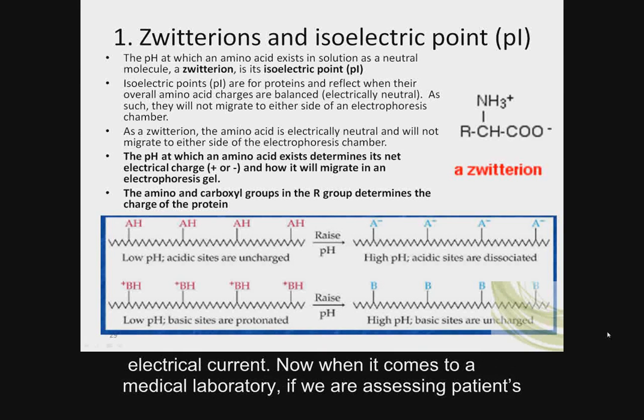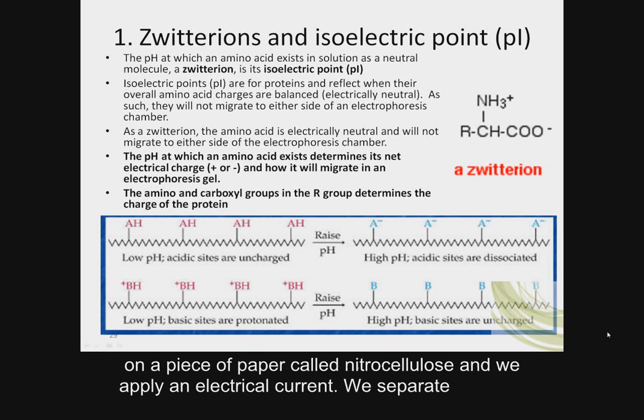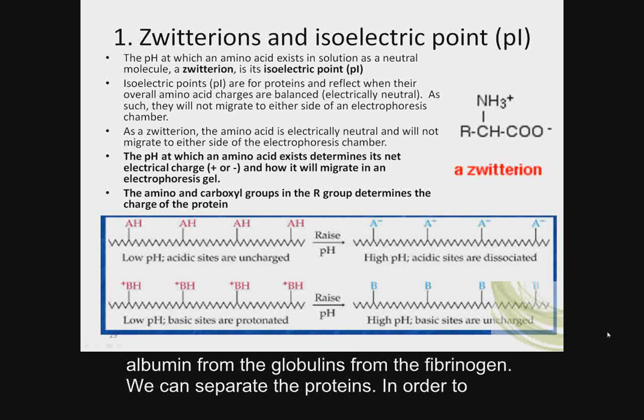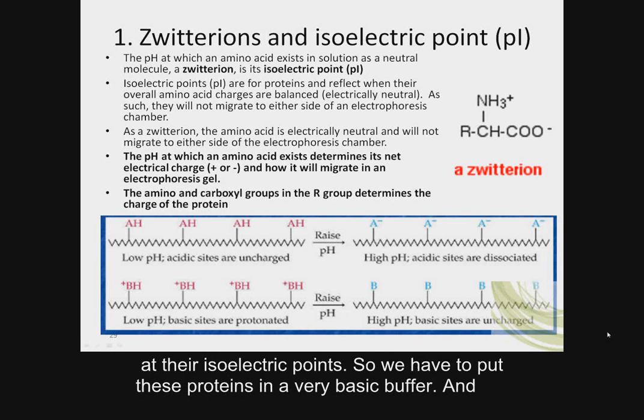Now, when it comes to a medical laboratory, if we are assessing patients' plasma proteins, one of the tests we do is take some plasma and put the plasma on a piece of paper called nitrocellulose and apply an electrical current. We separate albumin from the globulins from the fibrinogen. We can separate the proteins. In order to separate them, the proteins that we are getting from the patient in the plasma cannot be at their isoelectric points. So we have to put these proteins in a very basic buffer.